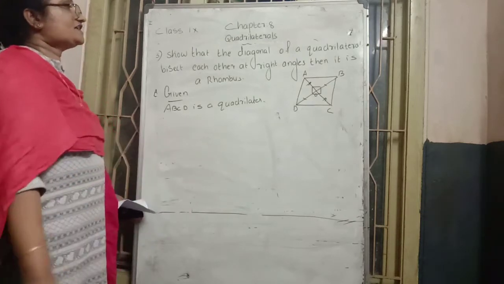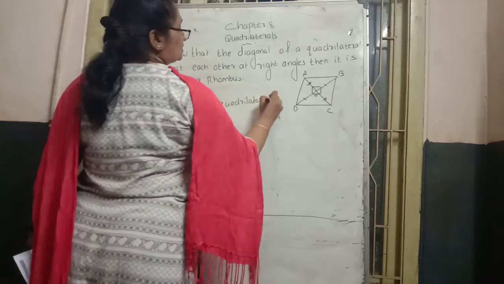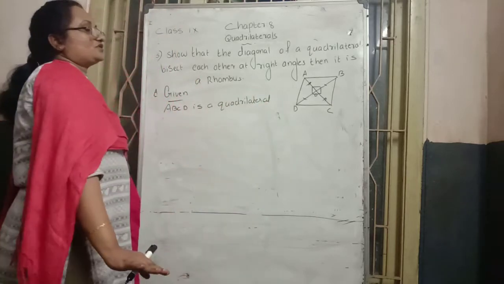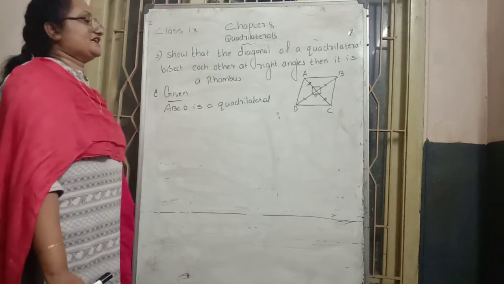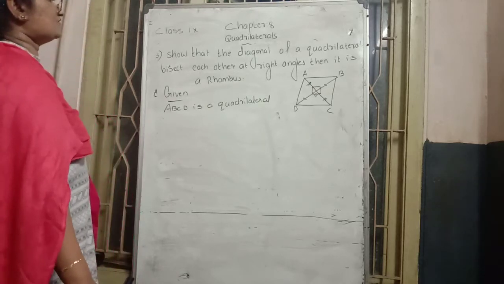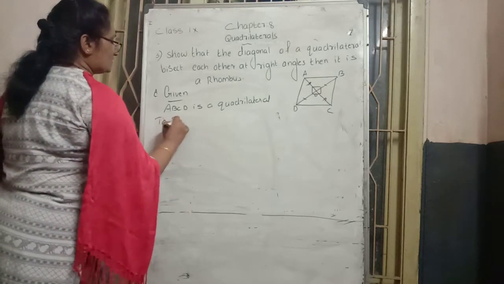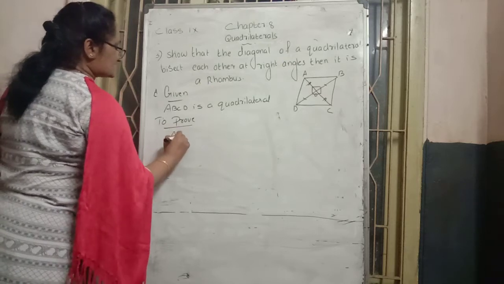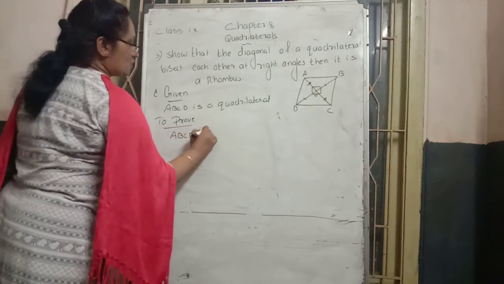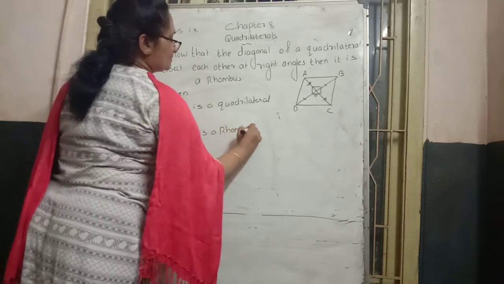Now we don't know whether it is a quadrilateral or a rhombus, so we write ABCD is a quadrilateral. Then next, what do we want to prove? We want to prove that ABCD is a rhombus. We want to prove it is a rhombus shape.